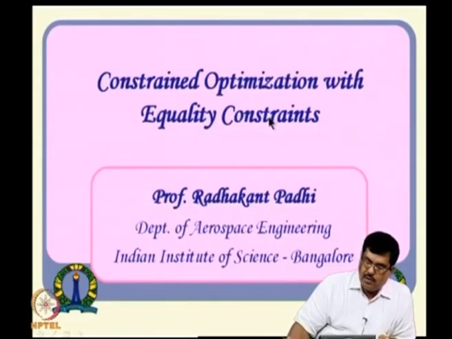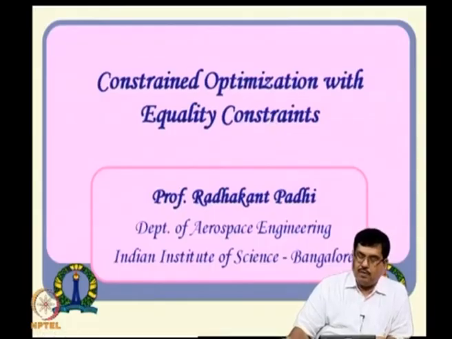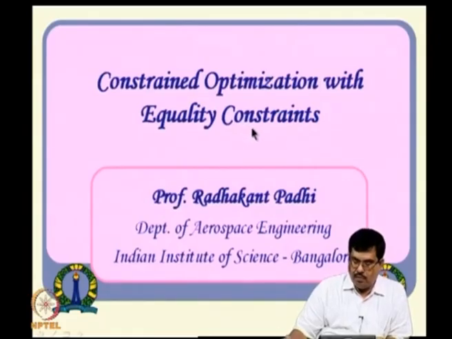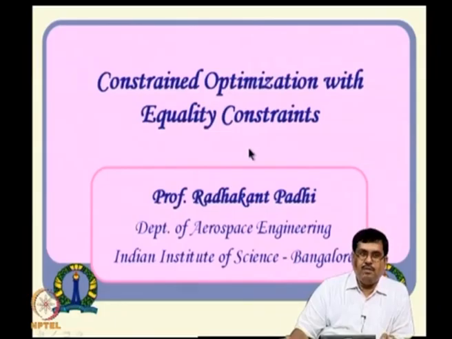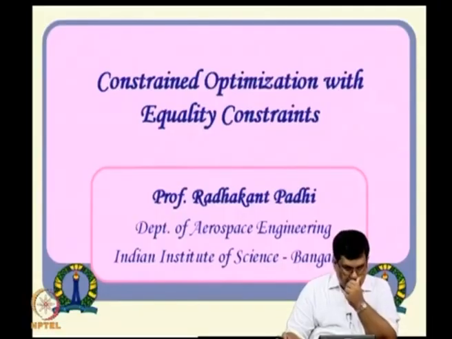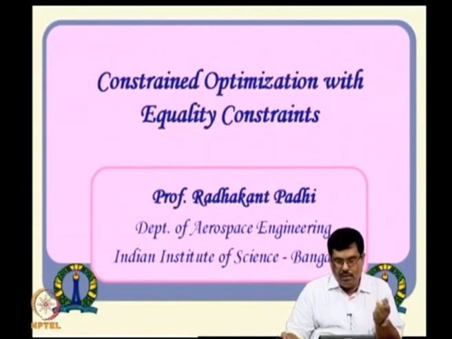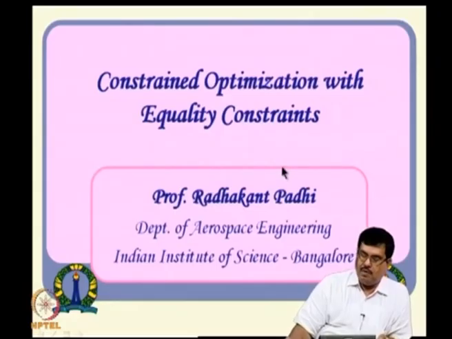When you talk about constraints, the constraints can be of two types: one can be equality and the other can be inequality. In this particular lecture, we will see equality constraints, and inequality we will talk about in the next lecture. The analysis gets a little more complex there. But also remember, a combination of equality and inequality constraints is what will happen in real life problems. So we should know how to handle equality constraints, and we should also know how to handle inequality constraints in general. Anyway, let's talk about equality constraints here.